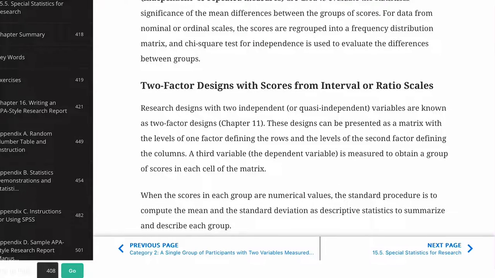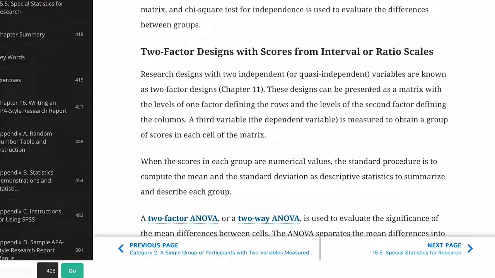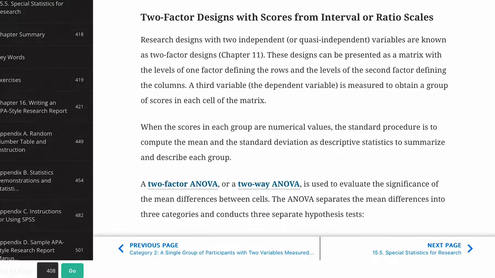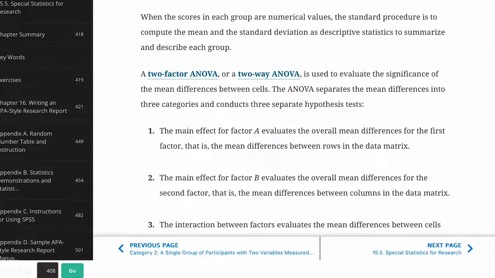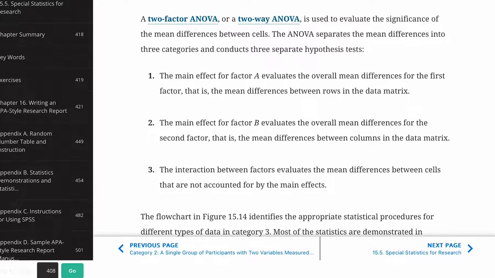Your book also wants to point out that you also have to consider two-factor designs. All the ones we talked about up to this point are single factor, meaning there was only one independent or quasi-independent variable, right? There was only one variable that was defining the groups we were comparing. As we talked about before with factorial designs, you can have two-factor or three-factor or whatever. You can have as many independent variables as you want. And this is reminding you of that is also a possibility, and that for that you would use the two-factor ANOVA or two-way ANOVA.